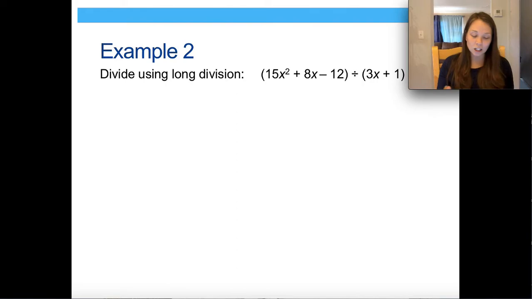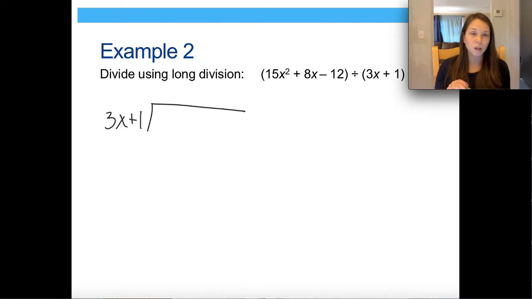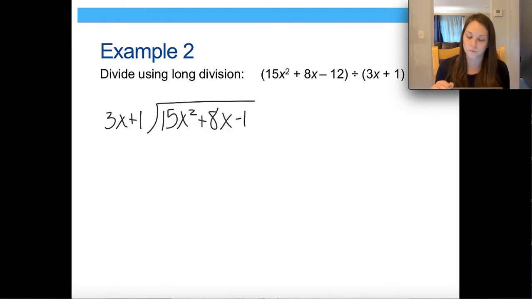All right, so taking a look at example 2, everything is written in standard form and I don't need to add any zeros for placeholders, so this one's a little bit more straightforward. Setting it up, I'm going to get 3x plus 1, my division bar, and then I'm going to have 15x squared plus 8x minus 12.